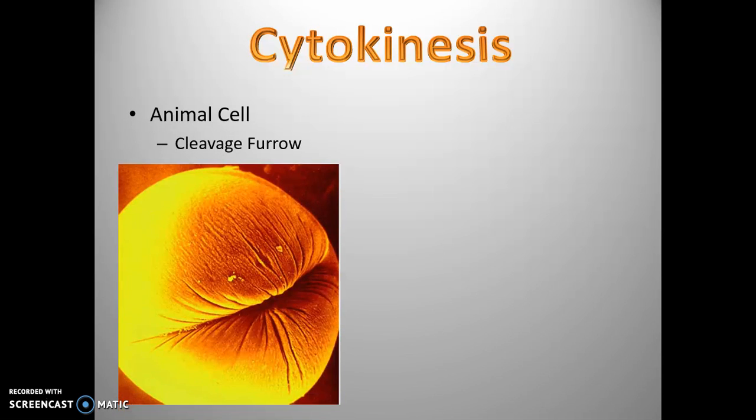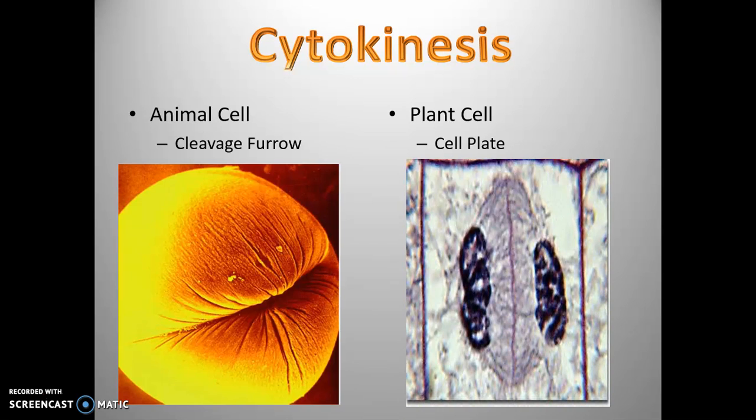Okay, so here's your cleavage furrow. It's soft and squishy, so it's squeezing in. And it's just going to keep on squeezing all the way through until it pinches into two cells. Okay, plant cell, solid and rigid. So you see this thin line right here, that's the cell plate. And it's just going to keep growing until it turns into a cell wall.